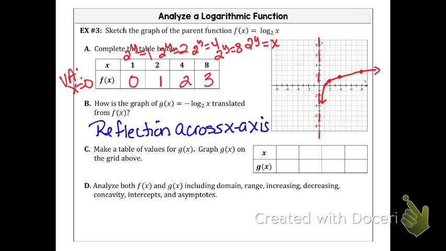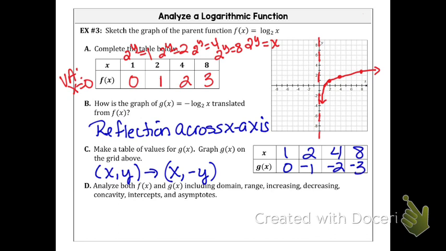All right, make a table of values for g of x, graph g of x on the grid above. So using this, we know if we had x, y, then it's just going to become x, negative y. Okay, so my x's are going to stay the same, and my y's are all going to change sign. And then graph that. So my asymptote's still the same. It didn't change. It was an x equals, and all we did is change the y's.